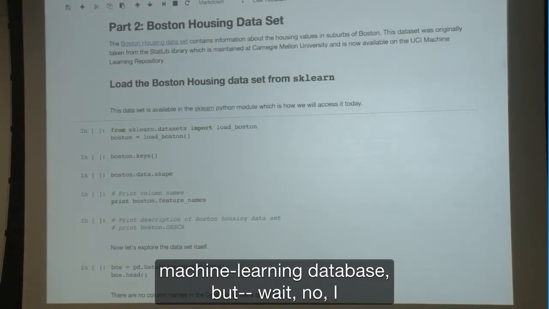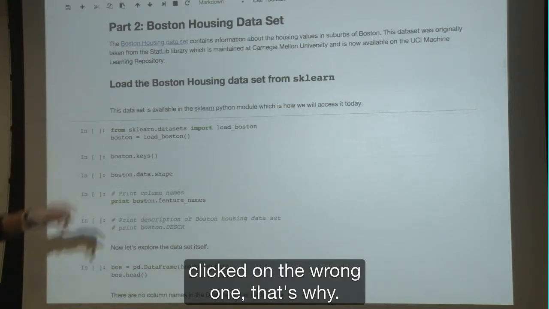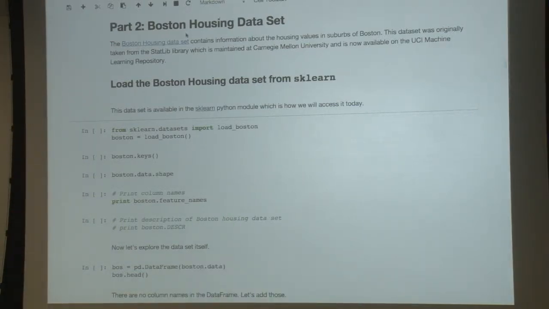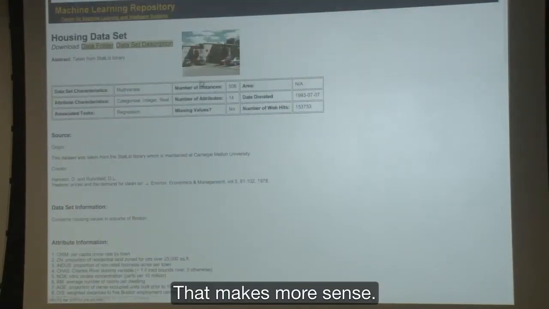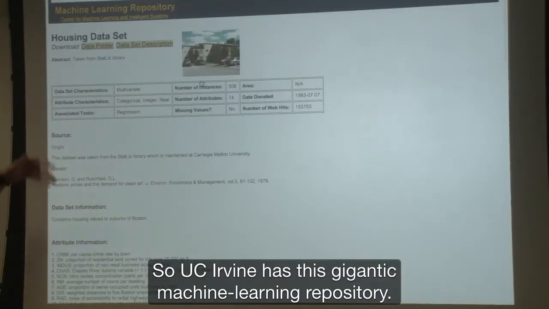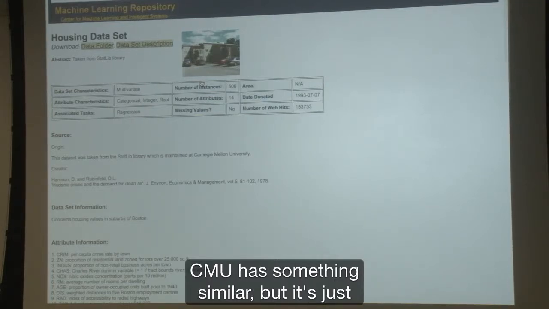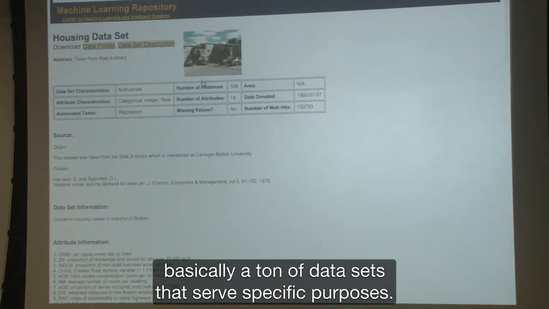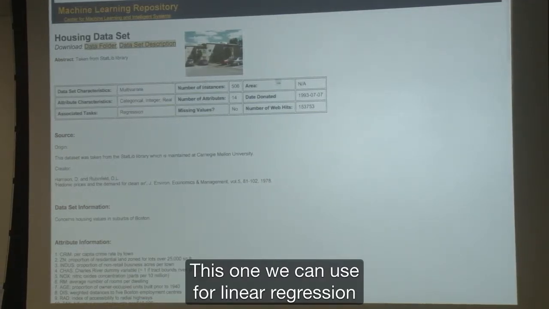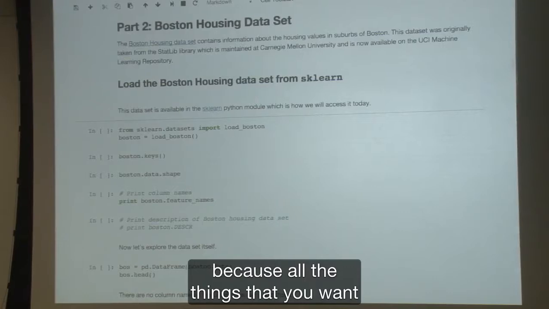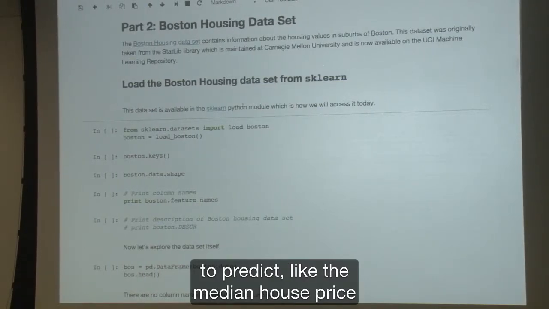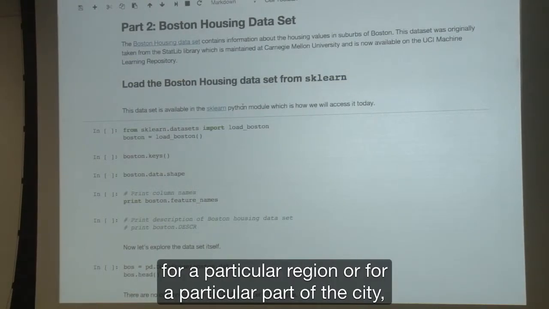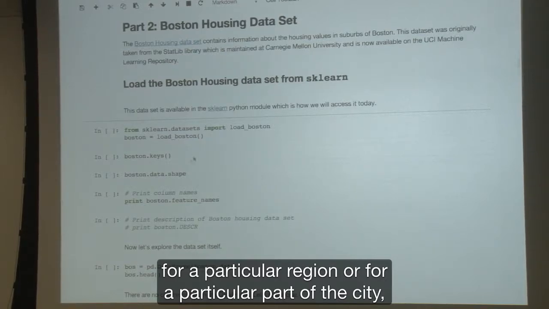Oh, I clicked on the wrong one, that's why. Okay. There it is. That makes more sense. So UC Irvine has this gigantic machine learning repository. CMU has something similar, but it's basically a ton of data sets that serve specific purposes. This one we can use for linear regression because of the things that you want to predict, like the median house price for a particular region or a particular part of the city.